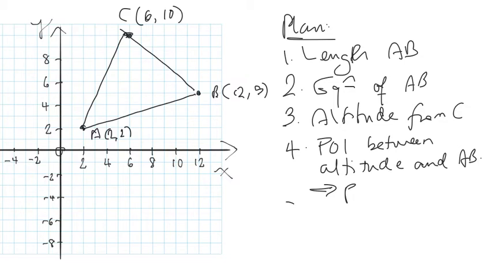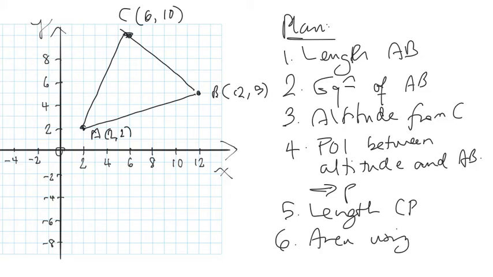And then the next to last thing I need to do is find the length of CP. That's really the length of my altitude. And then finally, now that I have both the length of AB, my base, and the length of CP, which is the length of my altitude or my height, then I can finally put them into the area formula. So, area using the formula.